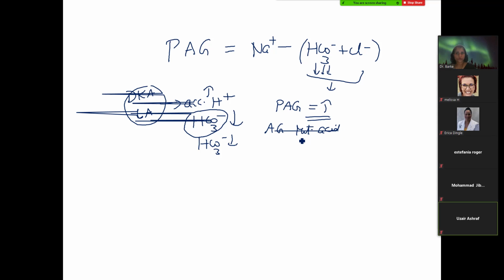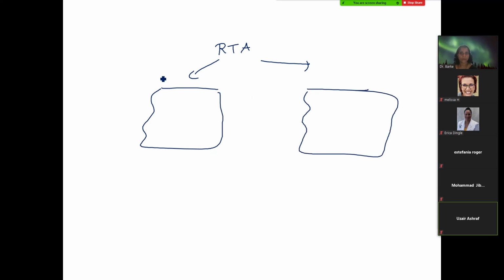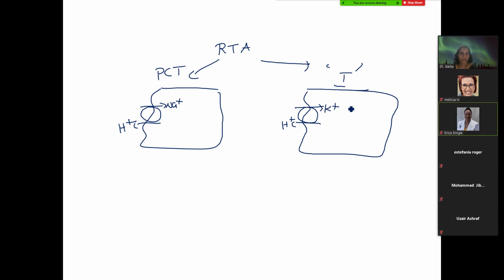Now, when it comes to renal tubular acidosis, it's a bit tricky because there are two types of renal tubular acidosis. This is going back to Uzair's question. So in renal tubular acidosis, the two sites where the pump handles acid can get affected. So which are the two sites which get affected? Proximal convoluted tubule and I cell. So remember the proximal, it is sodium hydrogen ion exchanger, and here it is the hydrogen potassium ATPase pump. And what's the bicarbonate pump on the basolateral surface?